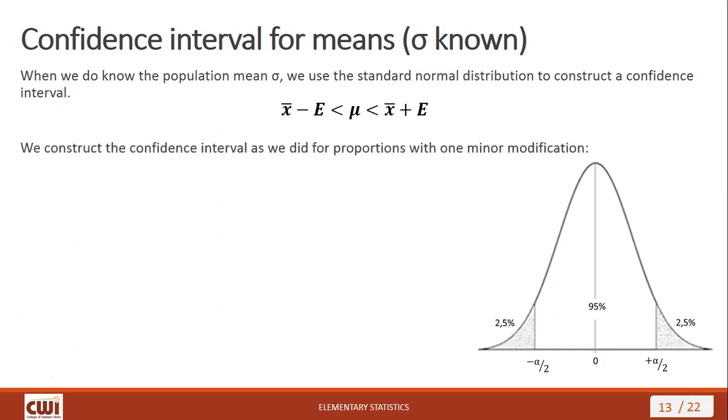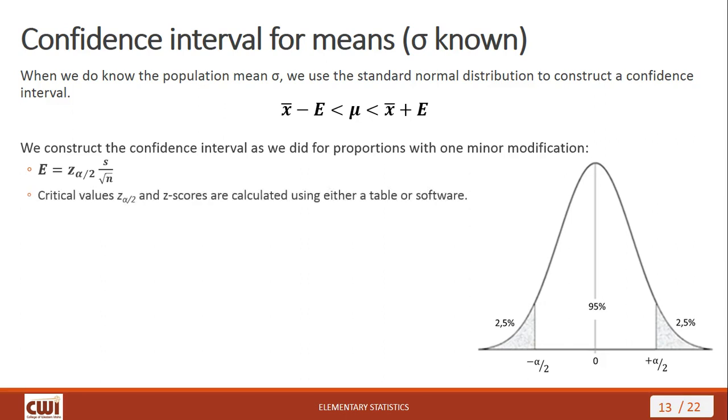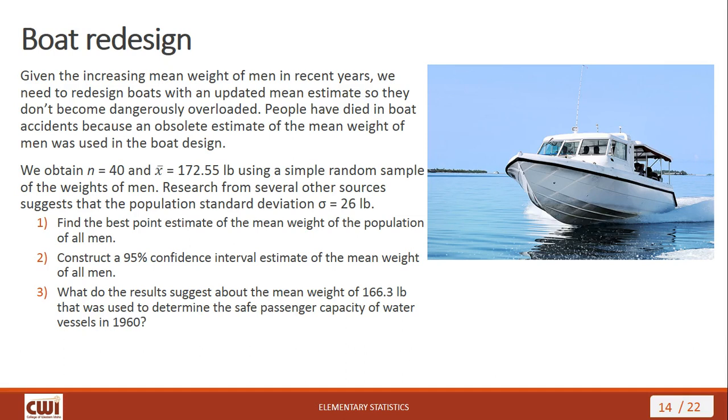This is the minor modification that we need to make for the method for constructing our confidence interval. We're going to use a z-score instead of a t-score to calculate our margin of error. We're going to get these critical value z-scores as we've done previously, either from a table or from software. Let's look at an example to illustrate how this is done.